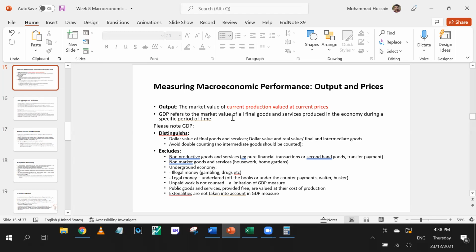GDP refers to the market value of all final goods and services produced in the country during a specific period of time. It could be a year, quarterly, or half yearly, depending on the period for which you are measuring the GDP. Please note, GDP distinguishes the dollar value of final goods and services, and the dollar value of real. Here it comes, we'll talk about it soon. Another problem is that GDP excludes some items. What are the things GDP excludes?